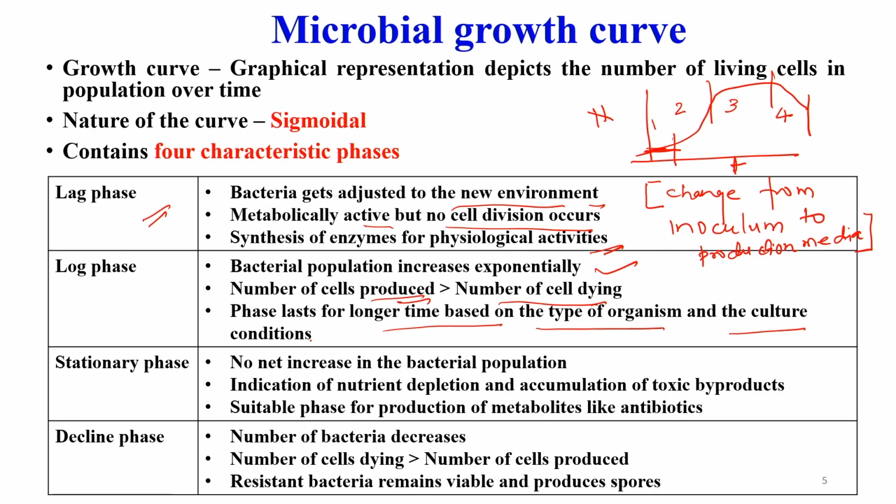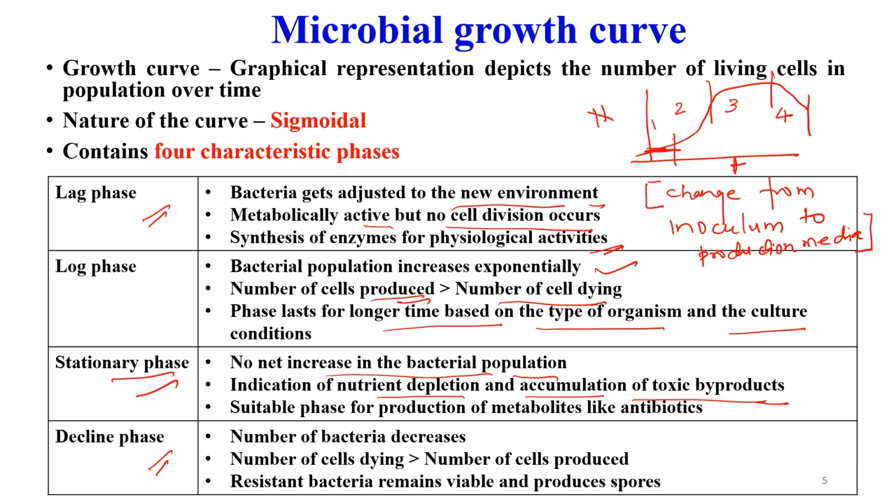culture conditions. So, at the end of log phase, you can see the straight line, it is reaching to the stationary phase. So, here there is no net increase in the bacterial population. So, we say number of cells produced equals the number of dead cells. An indication of nutrient depletion and accumulation of toxic byproducts. So, there can be different reasons to reach the stationary phase. One of them is nutrient depletion or accumulation of toxic byproduct, followed by next is decline phase.